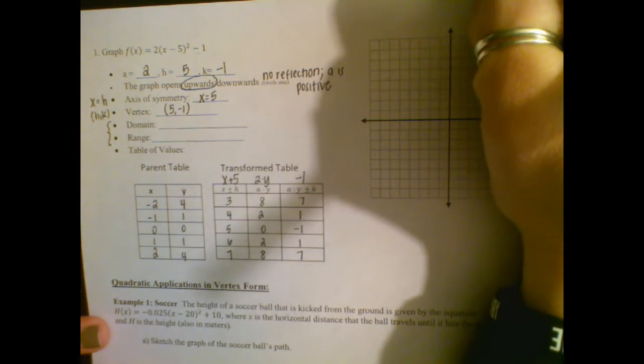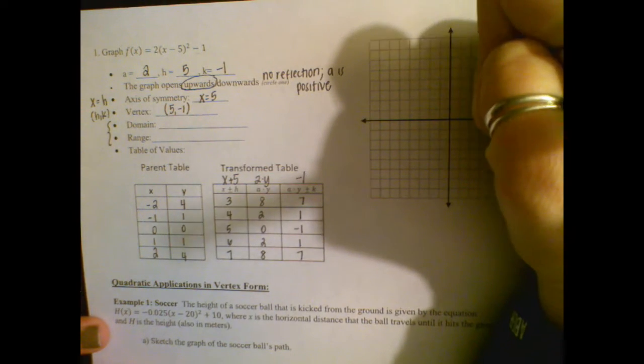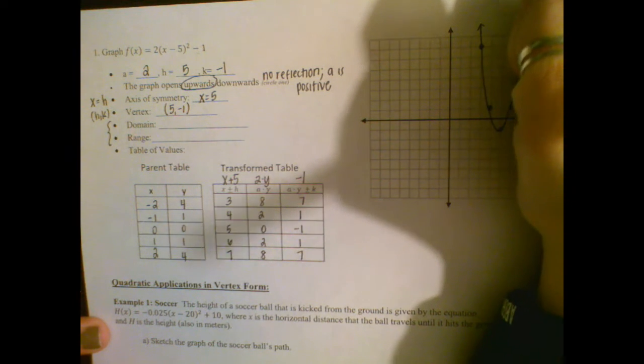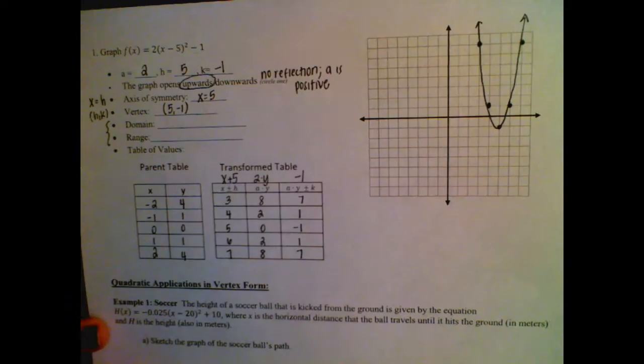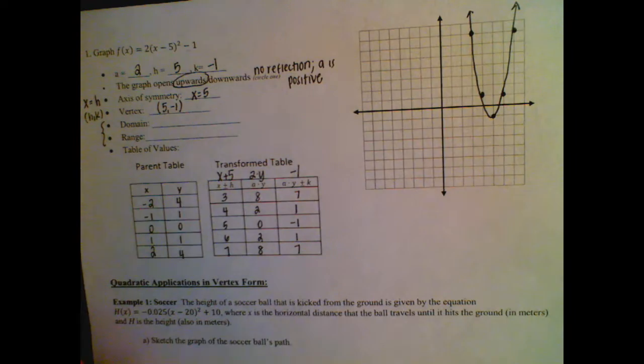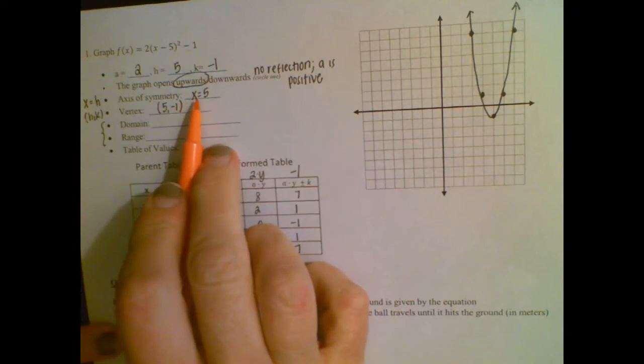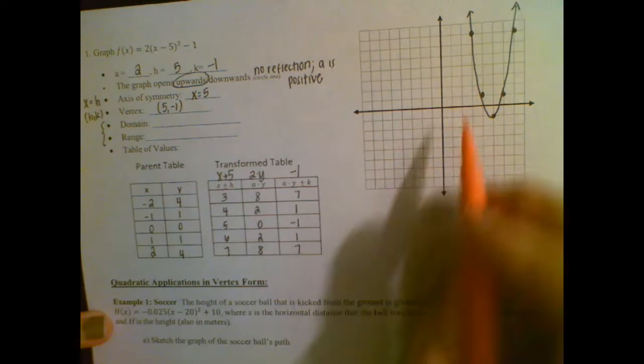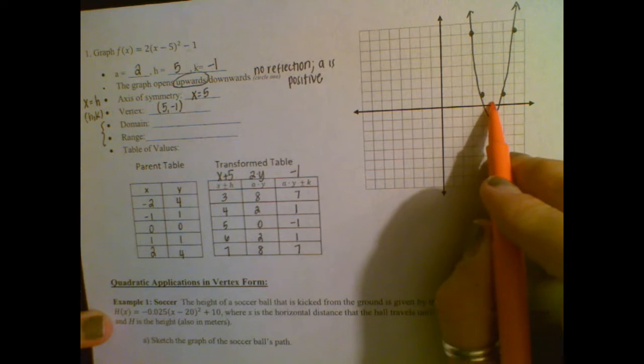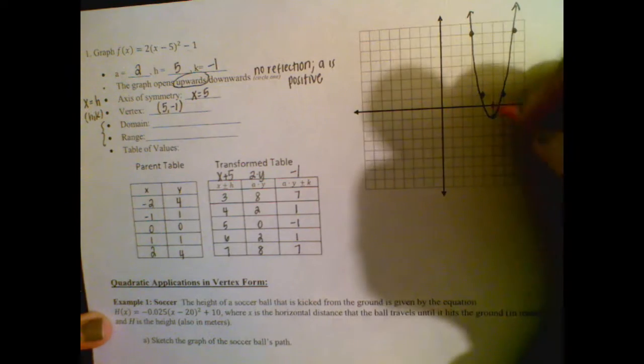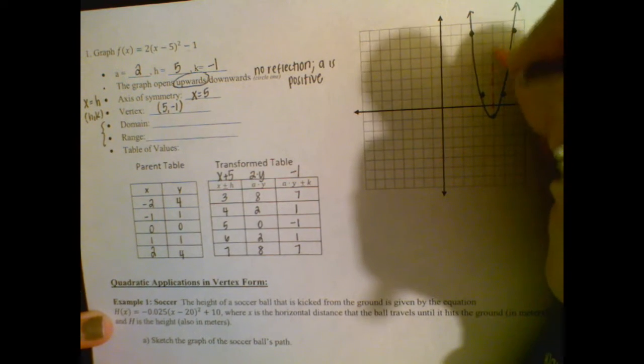So once I'm done plotting those points, I'll connect them with a U-shaped graph again. We don't want a V here. And then I want to draw in my axis of symmetry. My axis of symmetry should be at x equal to 5. So 1, 2, 3, 4, 5. Yep, there it is right in the middle of my graph. And I'll just make myself a dotted line here.